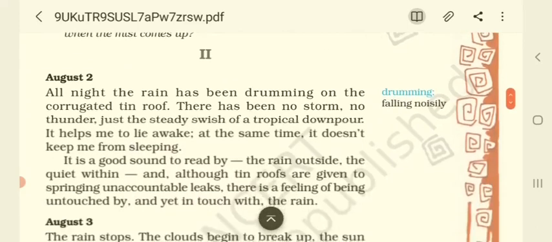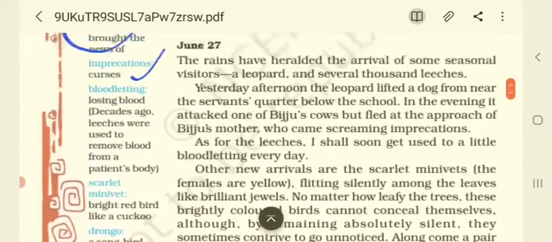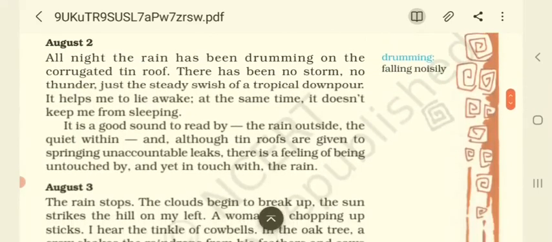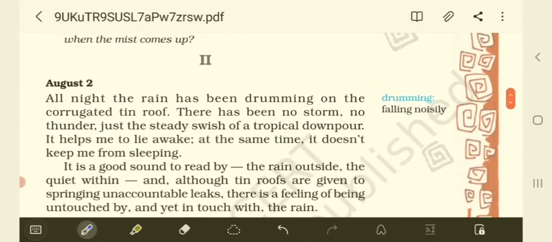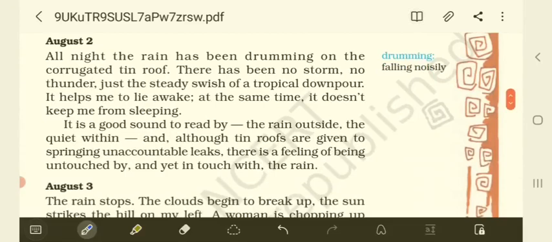Moving on, part 2. It ended on June 27 and now we are talking about August. Drumming, falling noisily, is what is going to be useful as we do further reading. Second August. All night the rain has been drumming on the corrugated tin roof. Tin roofs are what people living in hilly areas can afford, and it had been raining. There has been no storm, no thunder, just the steady swish of a tropical downpour.